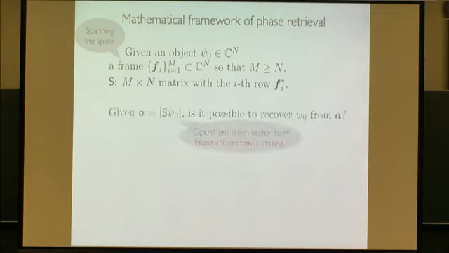This is the setup. The phase retrieval problem is the following. I give you A, which is the absolute value of S psi 0. By absolute value, we mean we take the absolute value entry by entry, just like you view the vector as a function. The question is, is it possible to recover psi 0 from A? Note that the phase information is missing.